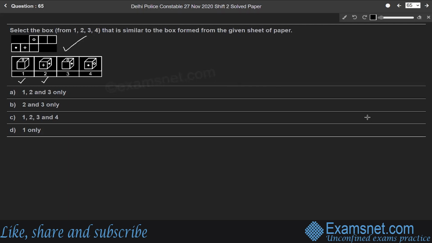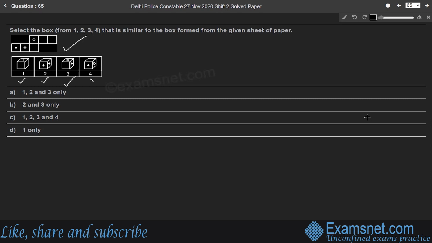So look at the second figure. In the second figure, plus has two adjacent sides. One is dot and the other is a blank side, right? As mentioned above, it is also possible. In the third figure, the circle has two adjacent sides, right? One is dot and the other is a blank side. Clearly, the circle will be adjacent to the dot and at least one blank side will be adjacent to the circle. Hence, this box is also possible.